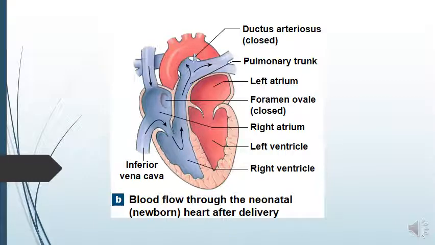In contrast, you have the blood flow through the neonatal or newborn heart after delivery, where you can see the ductus arteriosus is closed, as well as the foramen ovale, and you can see the pulmonary trunk, as it is going to be bringing the blood from the right ventricle up to the lungs.